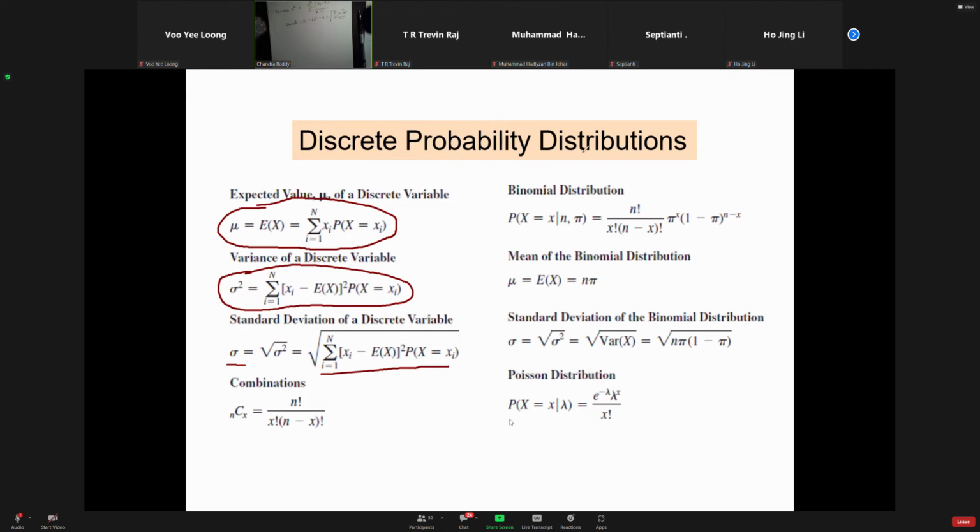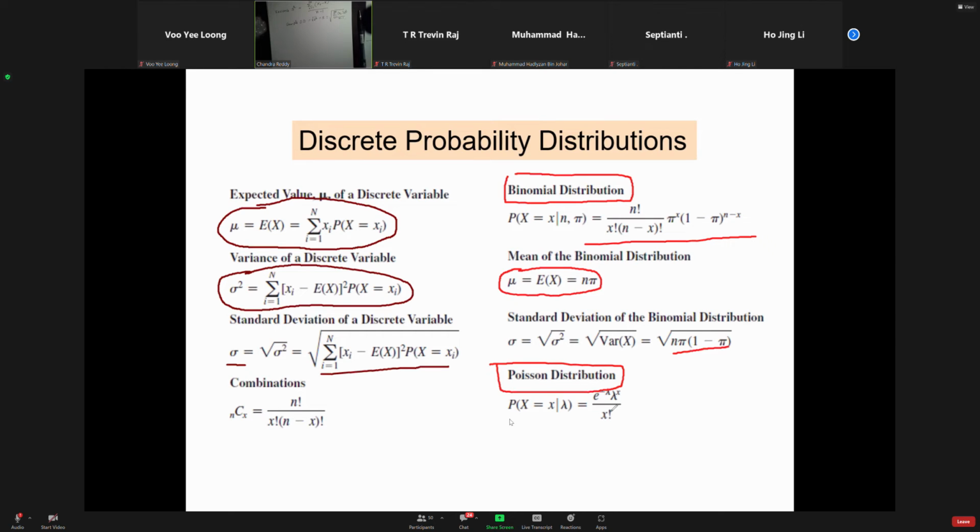Okay, so under discrete probability distribution, we have two types of models. One is the binomial distribution, and the other one is the Poisson distribution. For binomial distribution, the formula is given here. For binomial distribution, the mean is simply n times pi, where n is the sample size and pi is the probability given. The standard deviation is the square root of n pi times 1 minus pi.